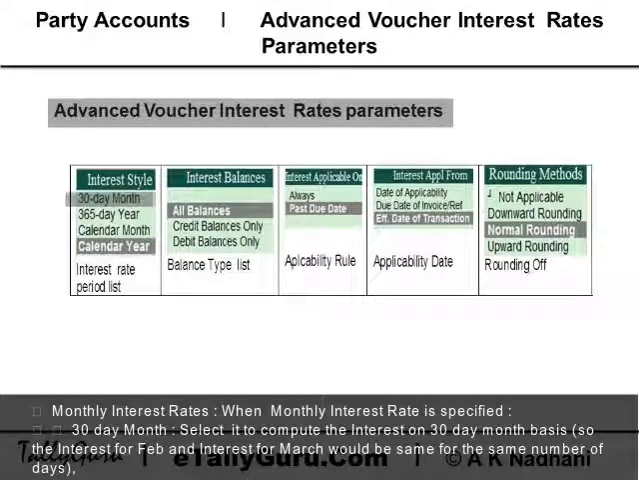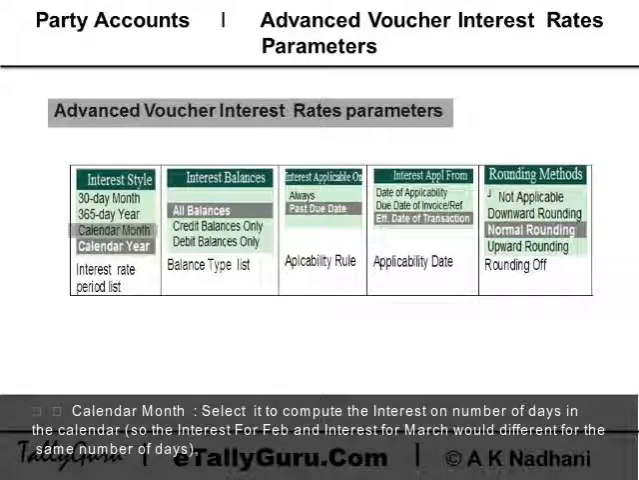Monthly interest rate. When monthly interest rate is specified, select 30 days month to compute the interest on 30-day month basis. So the interest for February and interest for March would be the same for the same number of days. Select calendar month to compute the interest on the number of days in the calendar month. So the interest for February and interest for March would be different for the same number of days.